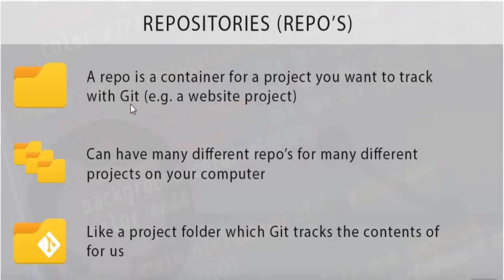The first thing we should learn about is repositories, or repos. Okay, a repo is a container for a project you want to track with Git. It can be a website project, an application, or a development project with other developers. Basically, a repo is a folder where we're going to put all our code files. Now, you can have a repo on your local machine as well as work with it remotely on GitHub, okay?